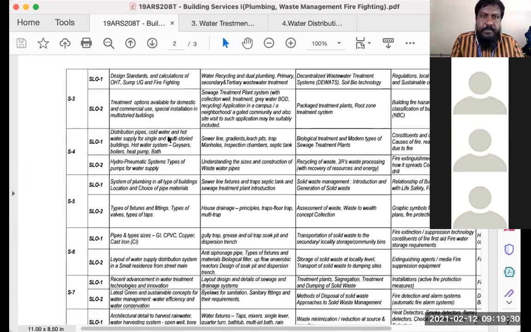So I'm taking up the syllabus again. So today's syllabus, we'll cover two things. What are the treatment options available in domestic and commercial use? Special installations in multi-story building.